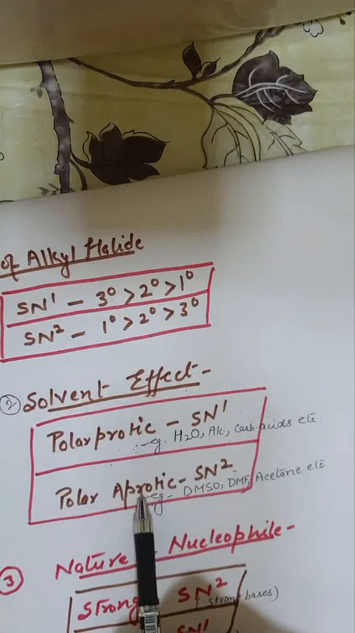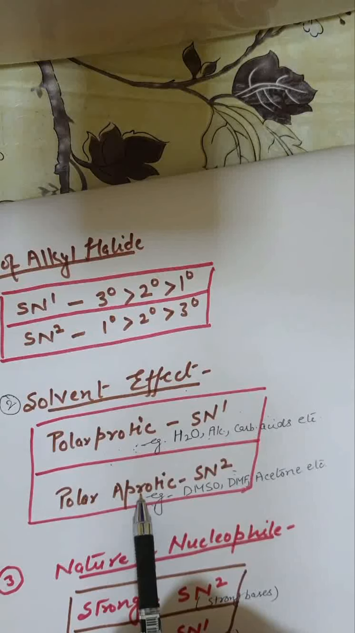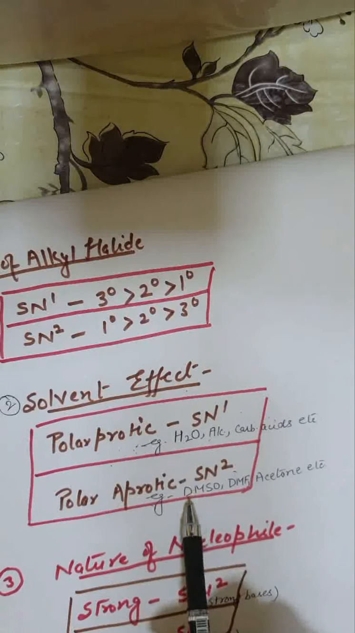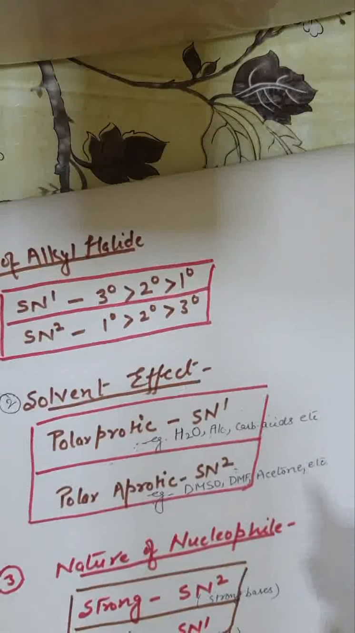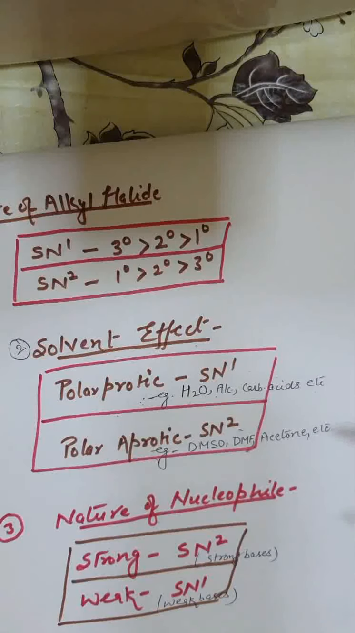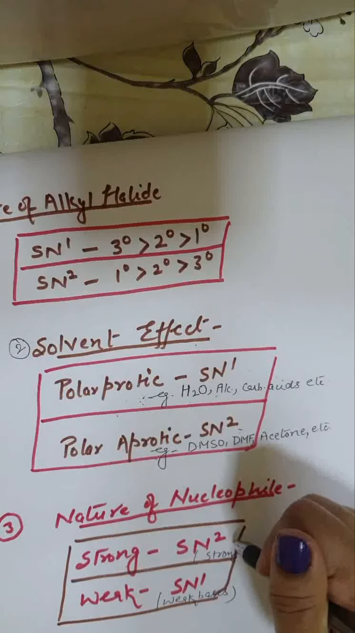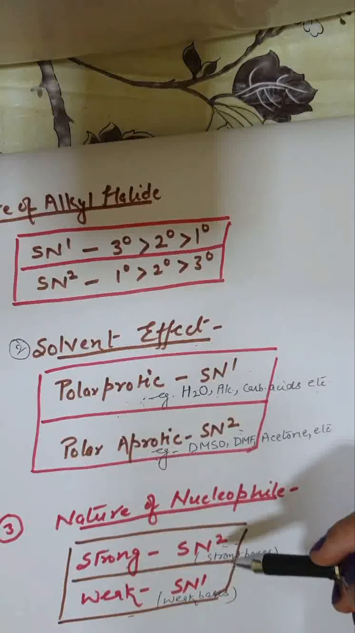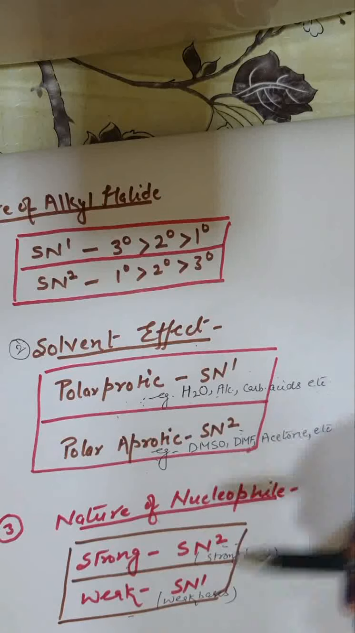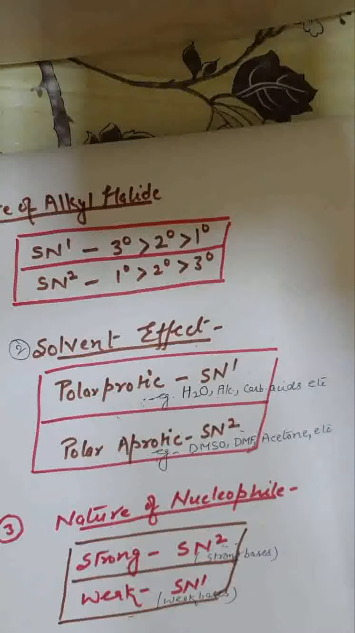What are polar aprotic solvents? Those which are polar because of dipole moment, but they don't have the ability to form hydrogen bonds because of the absence of hydrogen atoms, like dimethyl sulfoxide, dimethyl formamide, acetone, etc. Now come to the third factor, nature of the nucleophile. If the nucleophile is strong, then it will favor the SN2 reaction, and if the nucleophile is weak, then it will favor the SN1 mechanism. What are strong nucleophiles? Strong nucleophiles are strong bases and weak nucleophiles are weak bases.